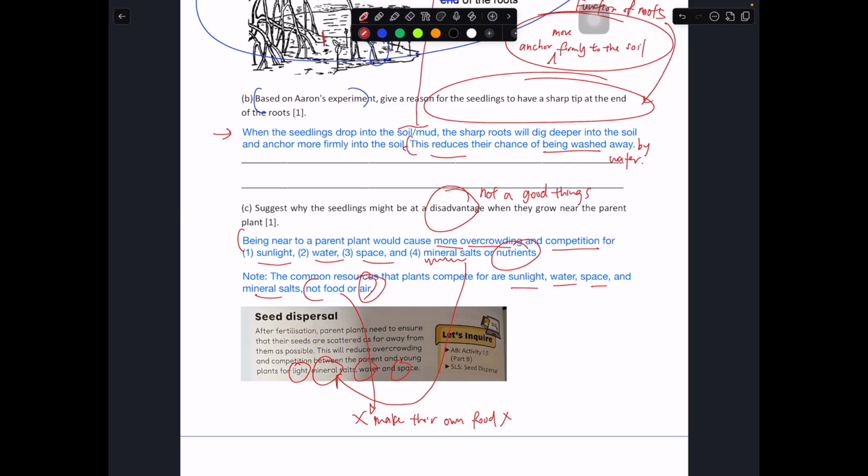So normally we will not see competition for air. We will also not see competition for food. Only sunlight, water, space, and mineral salts or nutrients.